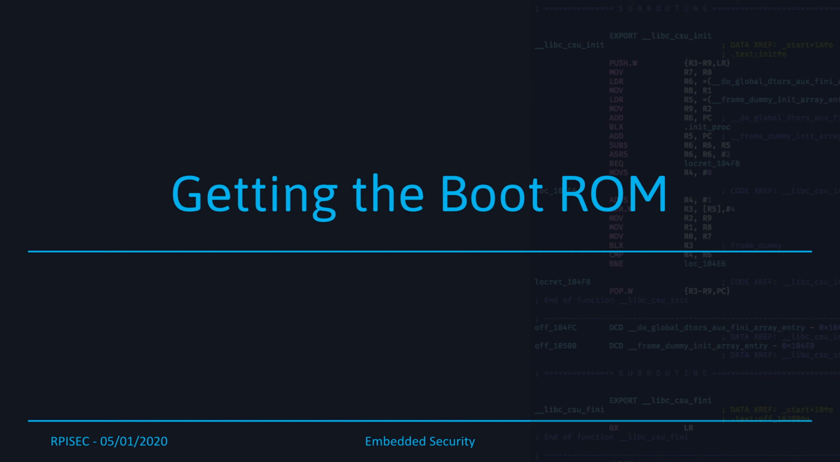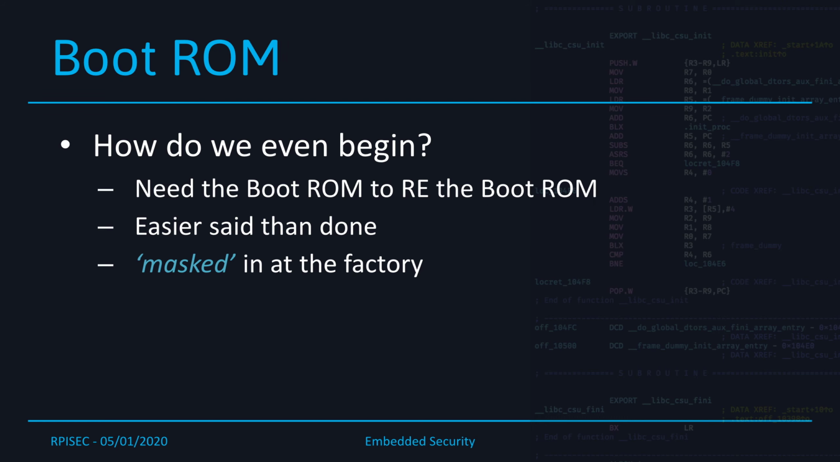But first, we need to get the boot ROM. Because if you think about it, how do we even look for bugs in a USB stack that we can't read, right? We don't have the code for the boot ROM, it's just in the chip. So we need to get the boot ROM to reverse engineer the boot ROM, which is easier said than done. As I said, these boot ROMs are usually mask ROMs that are masked in at the factory, which is a term referring to photolithography. But all you need to know is that it essentially gets burned in for our intents.